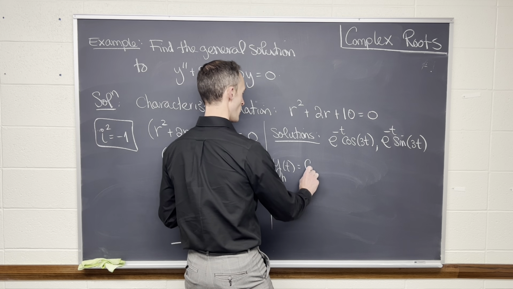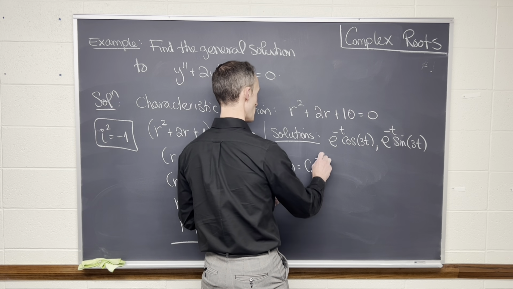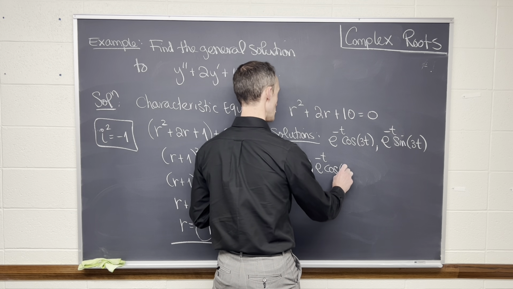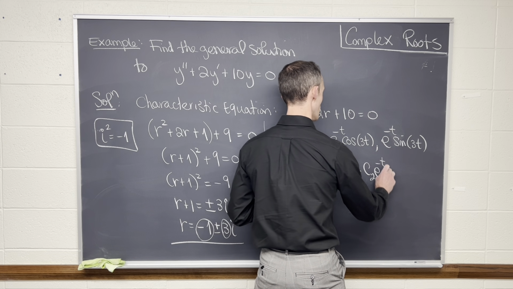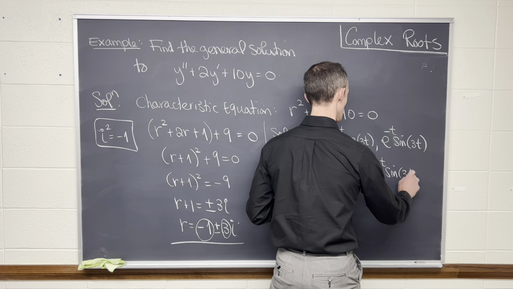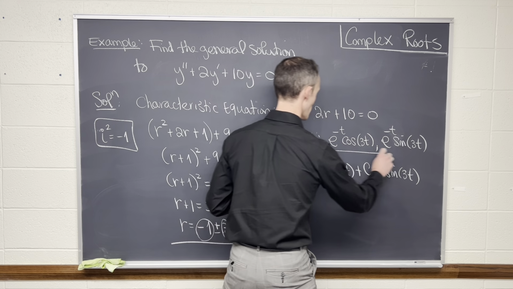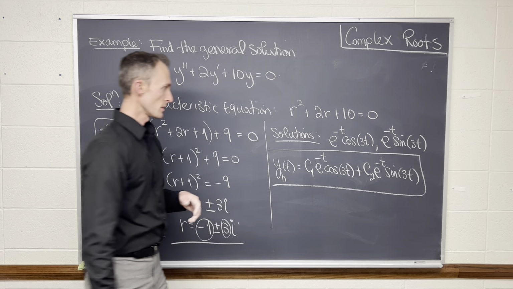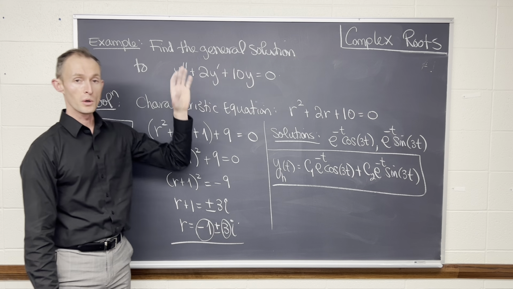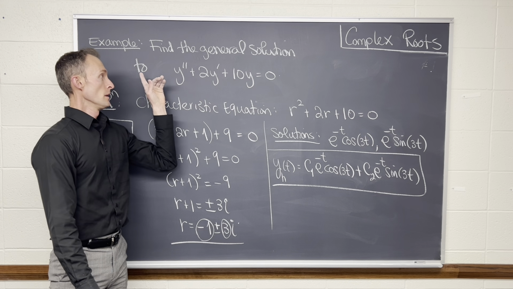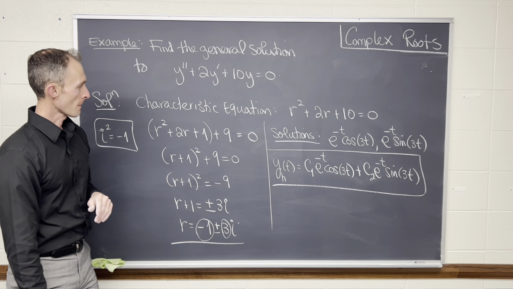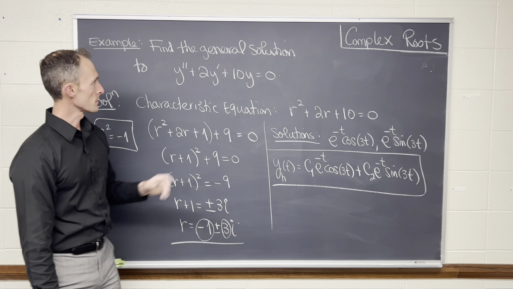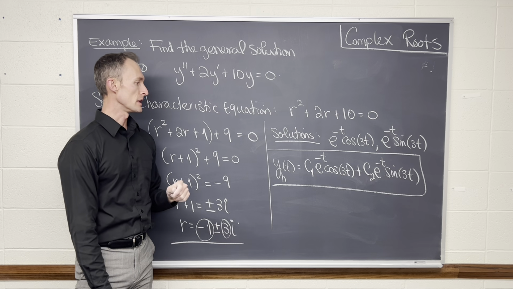That's equal to a constant times one of them, e to the minus t cosine of 3t, plus a constant times e to the minus t sine of 3t. And there you have it. There's your homogeneous general solution to your, wait for it, second order constant coefficient linear homogeneous differential equation. Okay? So hopefully that helps. Again, the methodology is the same for all of these.